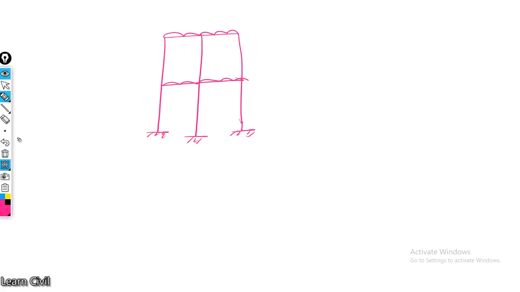Okay, if we draw one line of symmetry, let us consider this span is L, this span is L. Therefore the line of symmetry is passing through the column. Because whatever portion of this frame is on the right side is a replica of the part of the frame on the left side, this is the replica of whatever part of the frame is there on the right side of the line of symmetry.